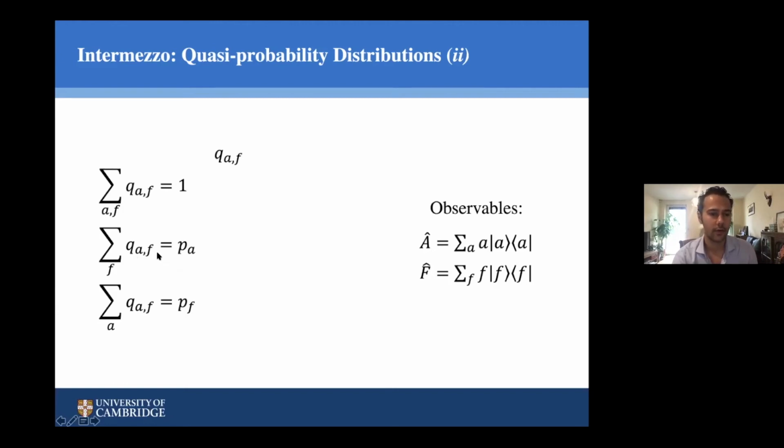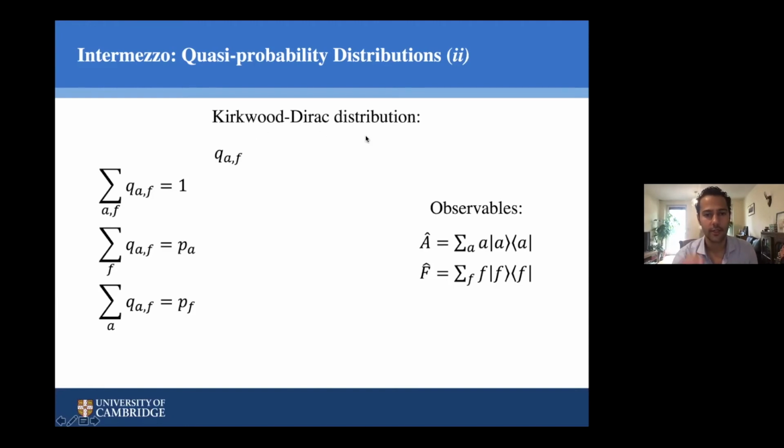And if you have a quasi-probability that depends on two values, A and F, if we sum away the F value, we want to be left with the probability distribution, so a classical probability distribution over the A values, so that if we marginalize our quasi-probability distribution, we should get the classical probability distribution that explains the outcomes of real experiments. And this is done by this distribution called the Kirkwood-Dirac distribution.